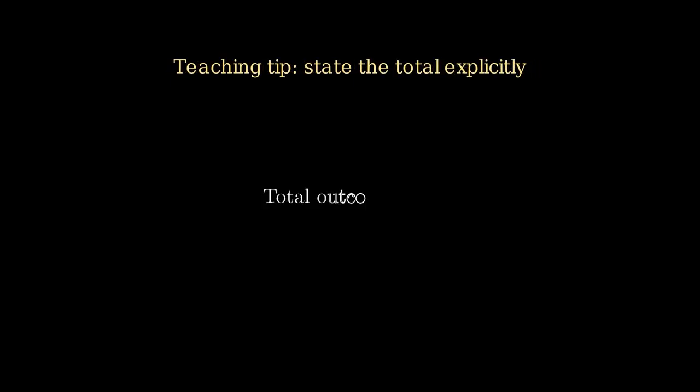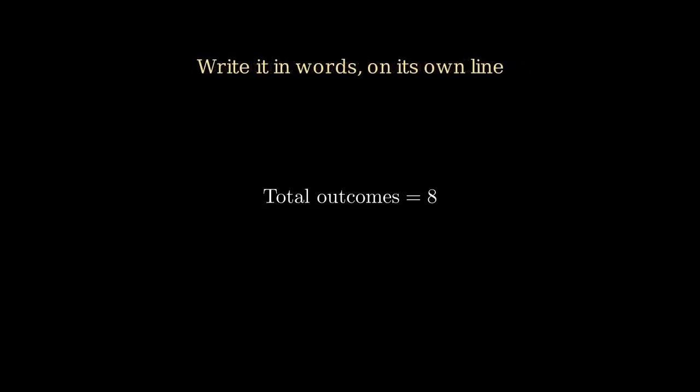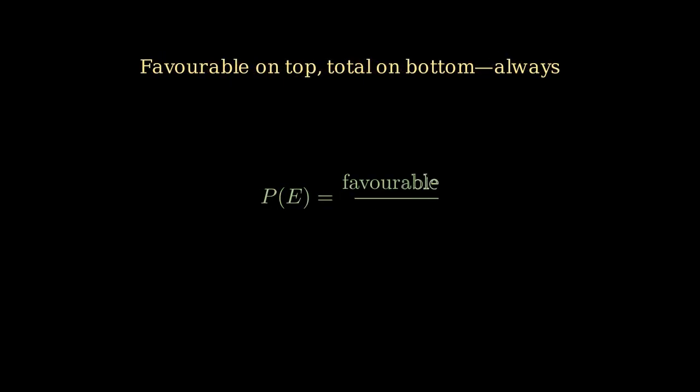So the teaching tip is this. Before you even write the fraction, state the total explicitly in words on its own line, like total outcomes equals 8, making sure you have counted every possible outcome in the situation. Do this every time, and your probability calculations will always be set up correctly, with favourable outcomes on top and the full total on the bottom.